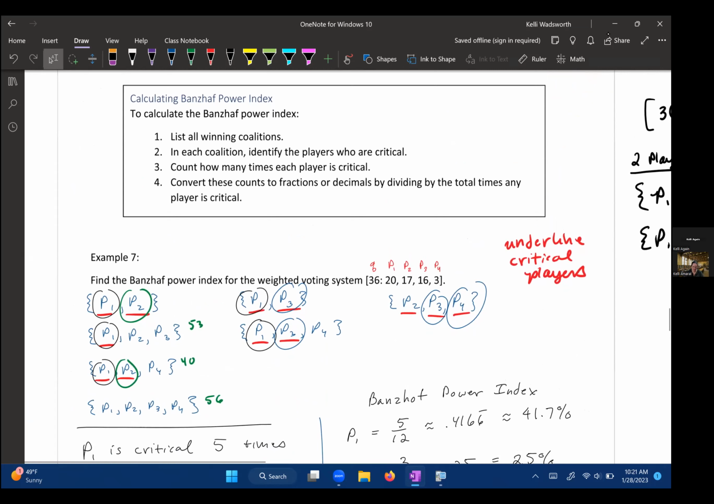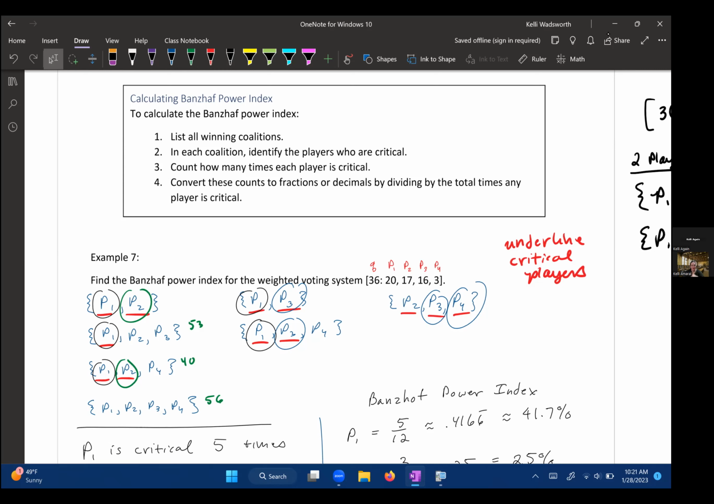Let's go over it one more time. First, you have to list all the winning coalitions. I really encourage you to do that systematically in some way so that you actually catch them all. If you have trouble with that, definitely contact me. We can talk about it and we can go through it together. And then in each coalition, you just have to identify who is critical and just mark it somehow, right? Remember, critical means that if you remove their votes, the weight of that coalition falls below quota.